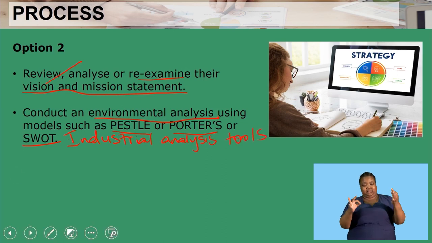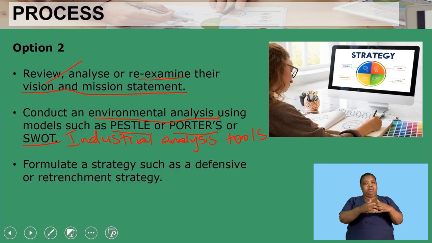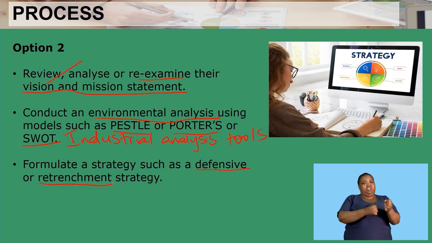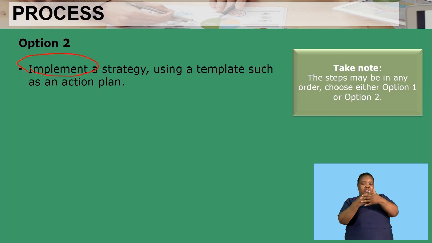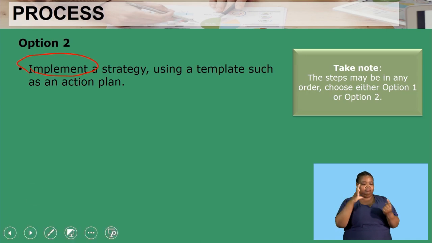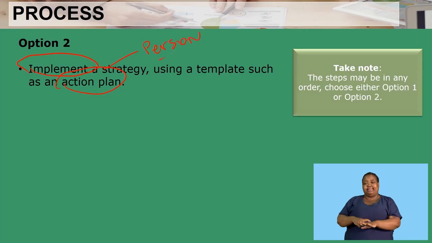Right, so you're conducting your environmental analysis. And then you formulate a strategy such as a defensive or retrenchment strategy. So you're coming up with the strategy, and thereafter you implement, you put the strategy into action using a template such as an action plan as indicated, who's going to do what, when are they going to do it. So the time, the day, the person responsible, it's very important. That is what the action plan is all about. So we are talking about the person here, we are talking about the time, etc.